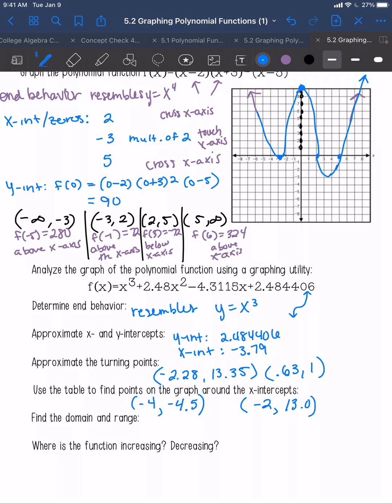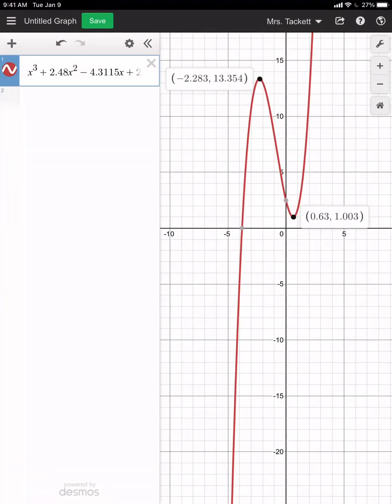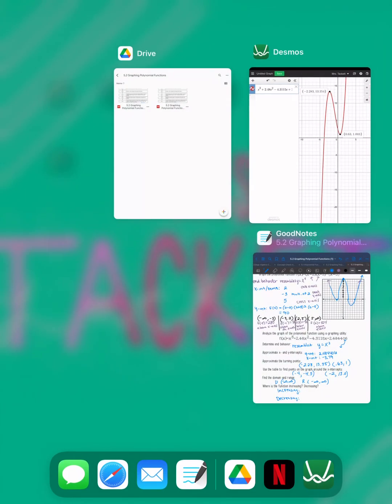Your domain and range would be -infinity, +infinity for the domain. Our range is the same since it's an odd function here. And then the intervals on which it is increasing and decreasing. If you follow the graph, it's increasing from negative infinity up to the negative 2.28. It's decreasing from the negative 2.28 to the 0.63, and it's increasing again from the 0.63 to infinity.